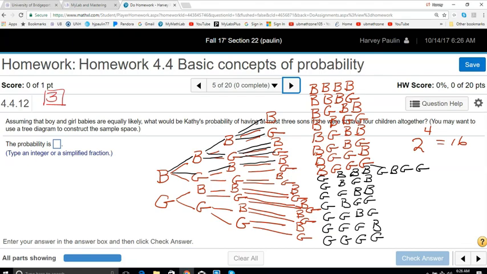So now what we need to do is pick out the probability of having at most 3 sons. All right, let's see what we can count here. So we'd have it up in here. There's 3 sons, there's 3 sons, and there's 3 sons. And I believe that's it. So that would be 3 out of 16. So this one took a long time. If we only had 3 children instead of 4, that would have been a lot easier.